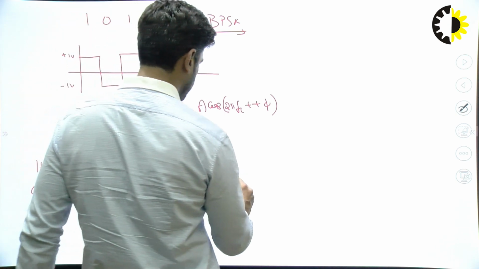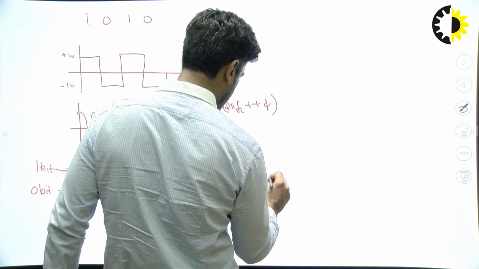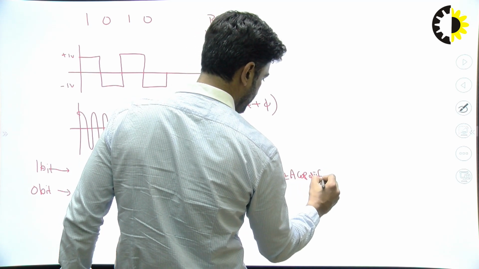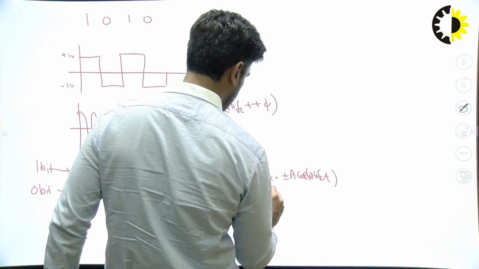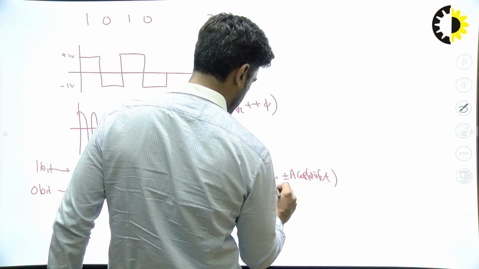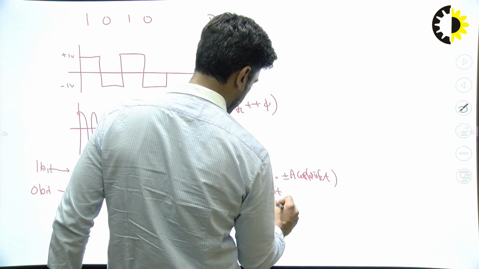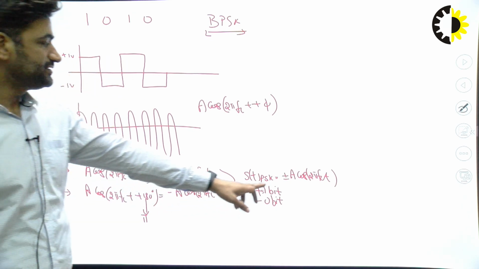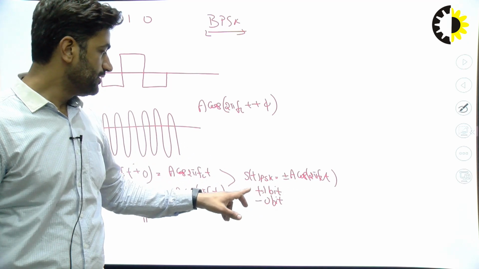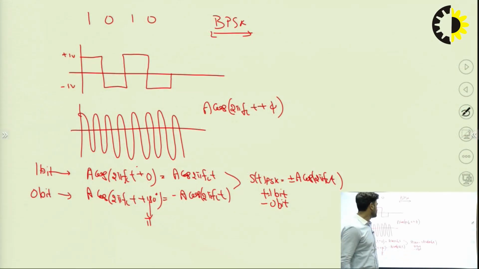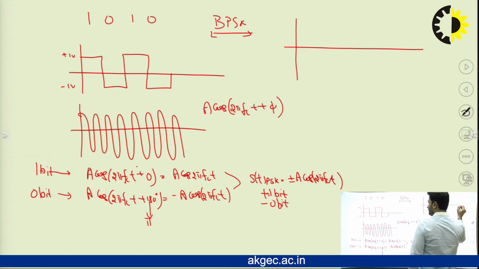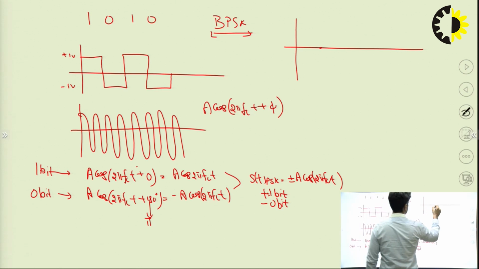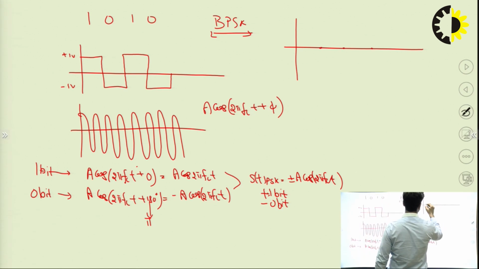The net equation of the PSK becomes plus minus A cos 2 pi FCT. Now plus for the 1 bit and minus for the 0 bit. Here we are mixing these two signals to generate this PSK waveform plus minus A cos 2 pi FCT, plus stands for 1 bit and minus stands for 0 bit. Now the waveform of the PSK, here you can see at this point and this point the phase will change.